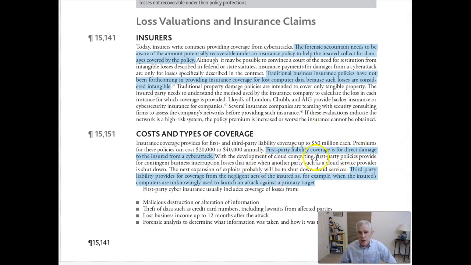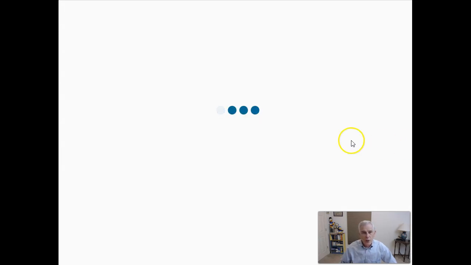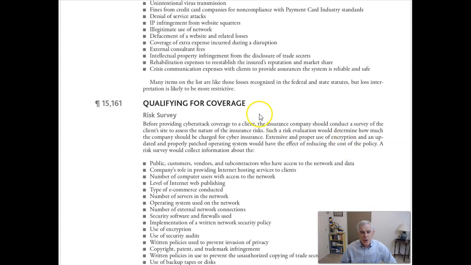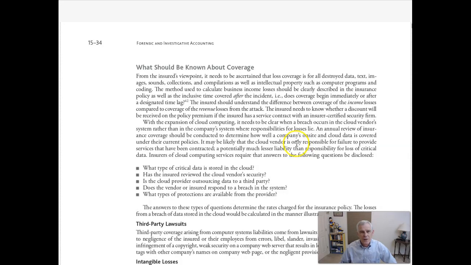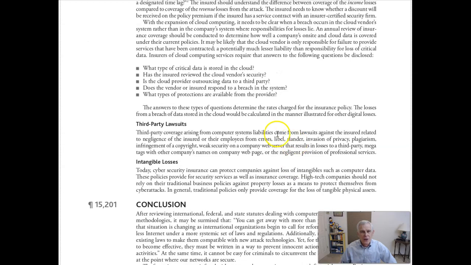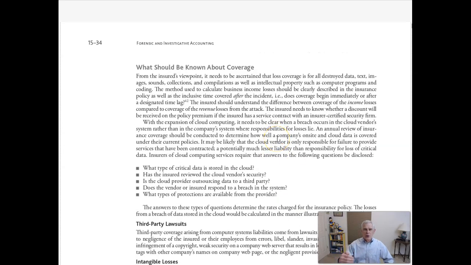So read about first party liability coverage, third party. What else do we have? And they continue here. When you're trying to assess the risk, the insurance company might do this. And what else do we have? And getting down to the conclusion. So read this insurance area. It's very, very interesting about what is not covered. And then we talked about insurance in a previous chapter.